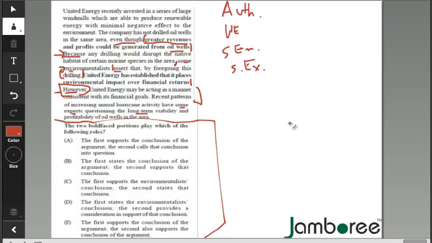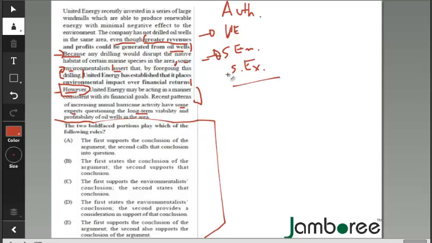Got it? Everybody understood? There are 4 players in this paragraph. There is United Energy. United Energy is not saying anything. It is just doing, right? It has just purely invested in large windmills and stopped digging. So that's what they have done, and everybody else is interpreting that action. Environmentalists feel that they are doing that for the sake of the environment, so they are a really good company. They give more significance to the environment, and they are not going to let their financial interest impact the environment. So that is the interpretation of some environmentalists, right?